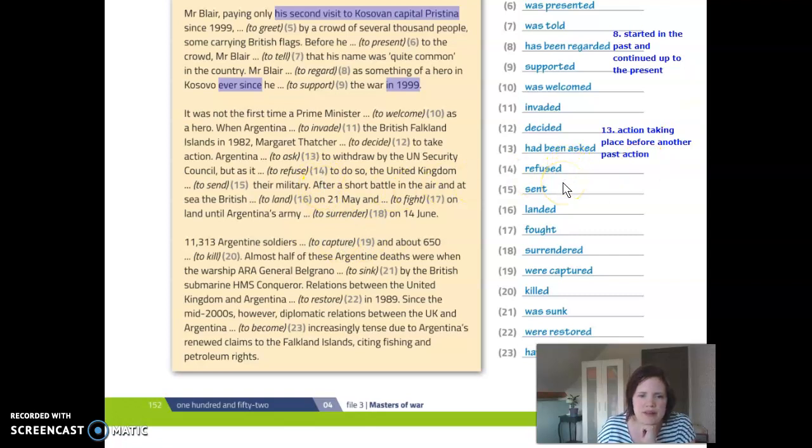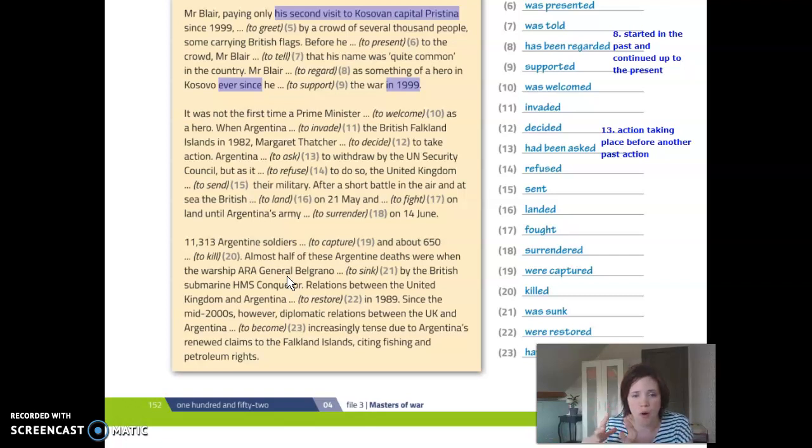Where were we? In 15 and 16, after a short battle in the air and at sea, the British landed on the 21st of May and fought on land until the army surrendered on the 14th of June. All of these elements are facts in the past, no link to the present, past simple tense, clearly active sentences. The text then continues. The Argentine soldiers were captured. This is a passive construction because the person who is responsible for the action is not mentioned. That's why it's turned into a passive construction.